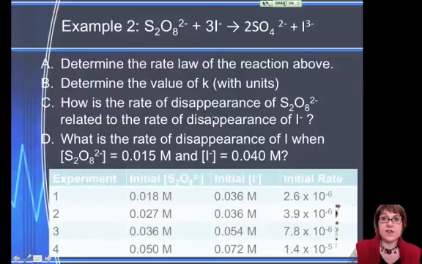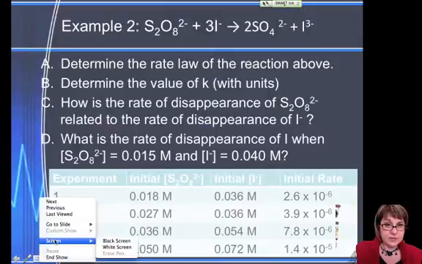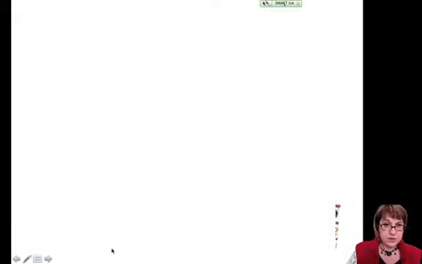So here's another example of how to use the differential rate law. In this reaction, S2O8 ions react with iodide ions to form the sulfate ion and the I3-. So we have 4 tasks. So let's get started on this one. Part A says determine the rate law of the reaction. So I'm going to get us some room to work, and I'll show you how we set this up.